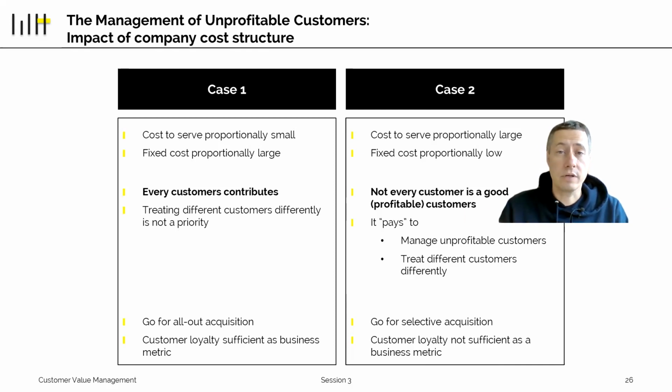Case 2 is totally different. Case 2 is a case where fixed costs are low, but costs to serve are very large. Any type of service setting, for example. And if costs to serve are large, customers have a huge potential of becoming unprofitable due to their variation in cost to serve. Some may be profitable, some may be unprofitable. And this means customers need to be managed differently. If we know that a certain group of customers tends to be unprofitable, we may not want to acquire this group of customers. So we need to do what is called selective acquisition. Also, measuring loyalty is no longer sufficient because if a customer is unprofitable, loyalty is actually a bad thing because the longer the customer stays around, the less money we earn or the more loss we make with the customer.